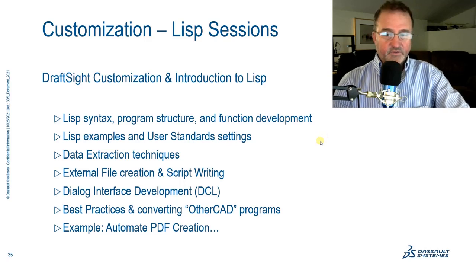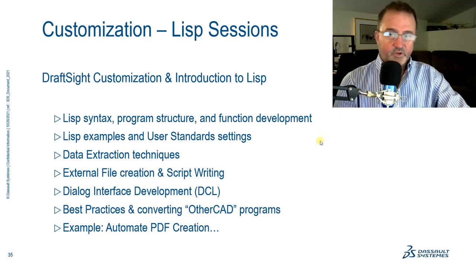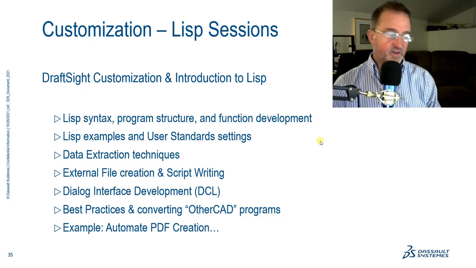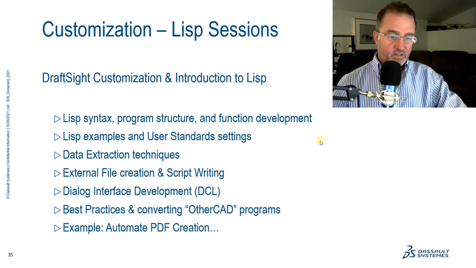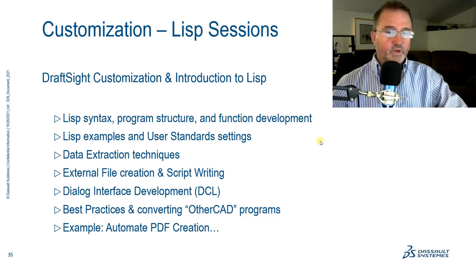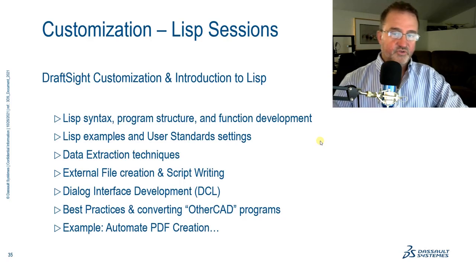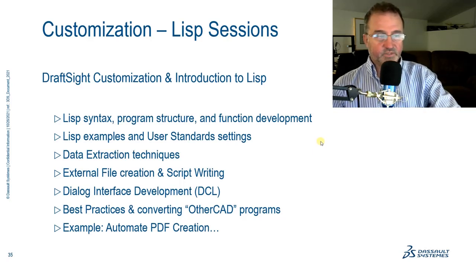Now, in the final session, I'm going to give you an example, and we've got a lot of requests for this. I'm going to give you an example of an automation to creating PDF files. So for instance, let's say that every time you save a drawing, you want it to go out and create all the PDFs of that drawing automatically of all your layout tabs. I'm going to show you an example of how to automate that entire sequence.